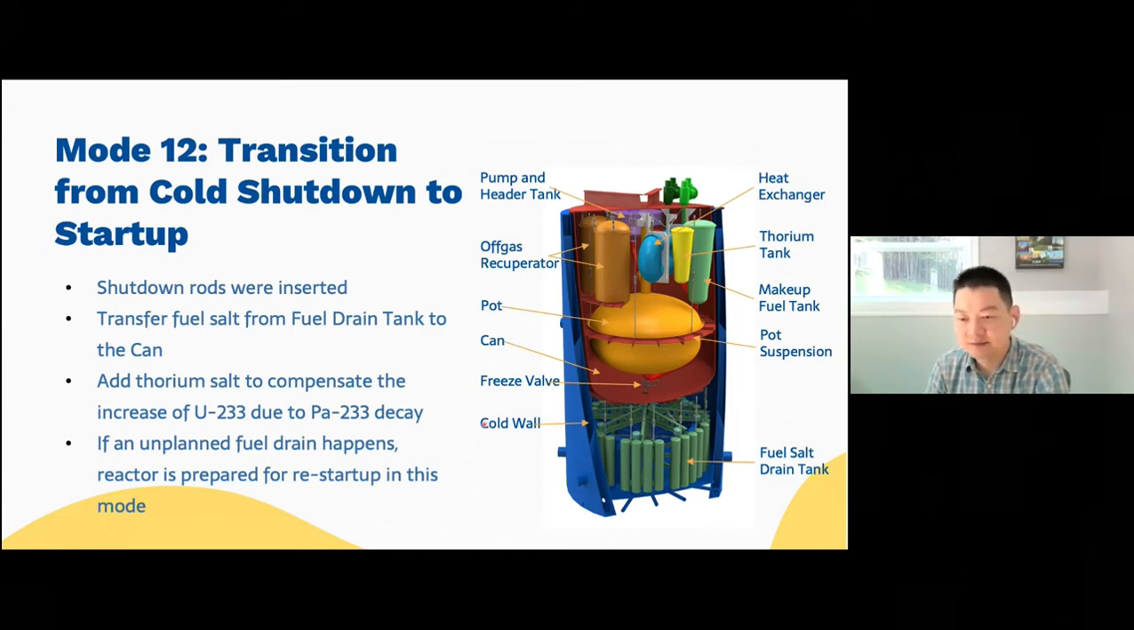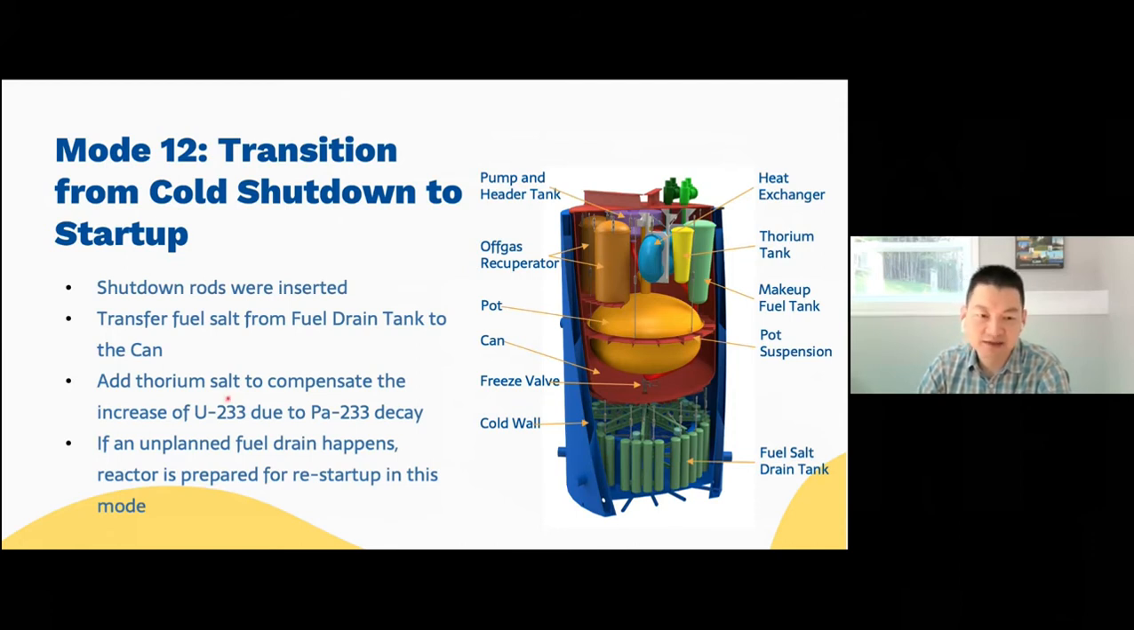because the thorium fuel, after irradiated, it generates Pa-233, and it decays to uranium-233. So if you let the fuel salt stay in the fuel drain tank for a while, it will increase the quantity of uranium-233. So we have to compensate that. Otherwise, we'll have too much fissile material in the system.